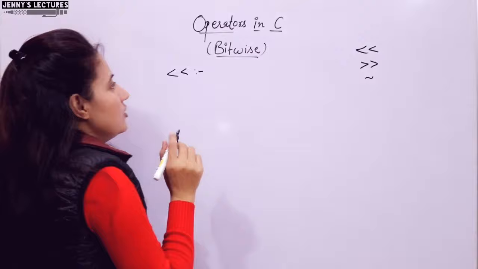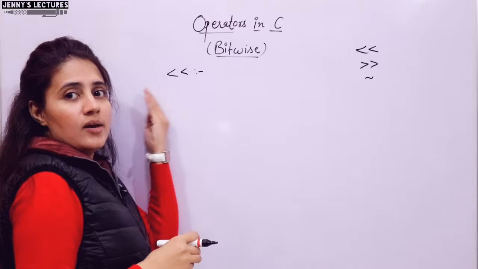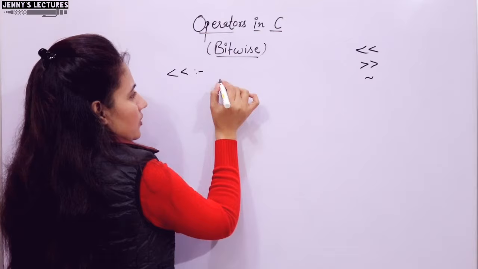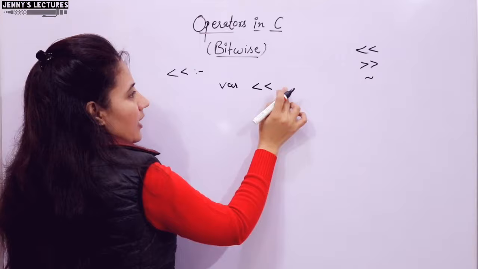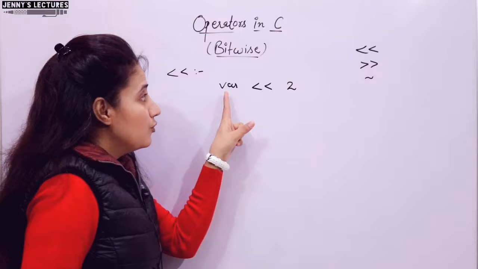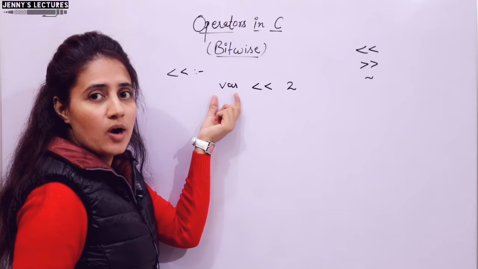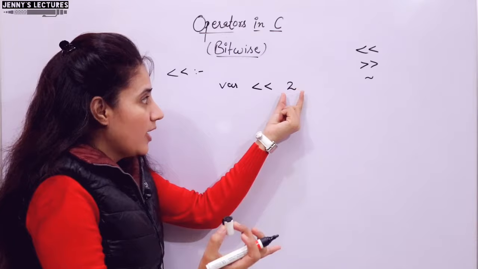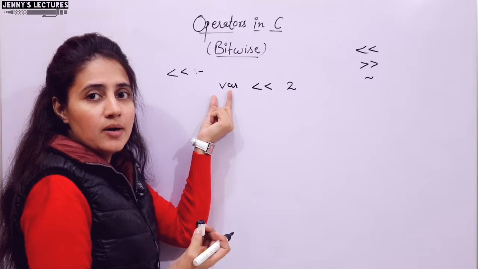This operator is a binary operator, and it is used to shift the given number to the left side. Now, what is the syntax of this operator? On this side we have the first operand, or you can say a variable, then the operator, and after that the second operand, or the number. Suppose I'm writing 2 here. This is the first operand, this is the second operand. The first operand is what you have to shift, this variable or this number. By how many bits? The second operand will tell you. By 2 bits you have to shift this number to the left side.